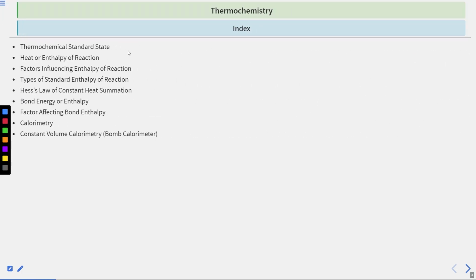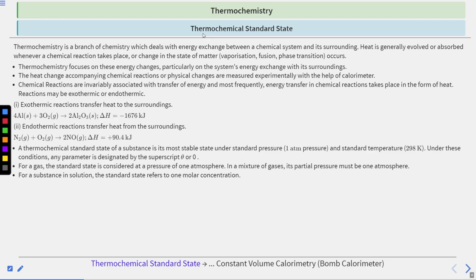Let's start with the index slide. These are the major topics which we are going to study today. First, thermochemical standard state, heat or enthalpy of a reaction, factors influencing enthalpy of a reaction, types of standard enthalpy of reaction, Hess law of constant heat summation, bond energy or enthalpy, factor affecting bond enthalpy, calorimetry, constant volume calorimetry or Bomb Calorimeter. So let's start with our first topic, that is thermochemical standard state.